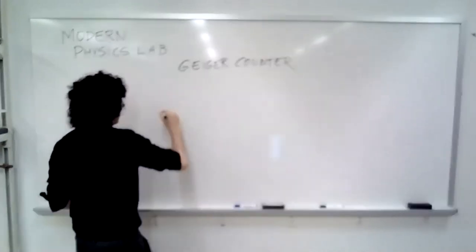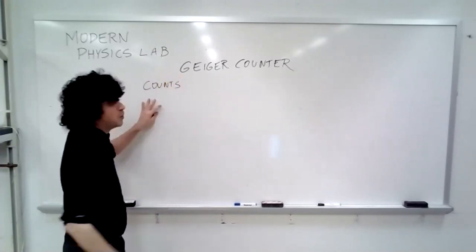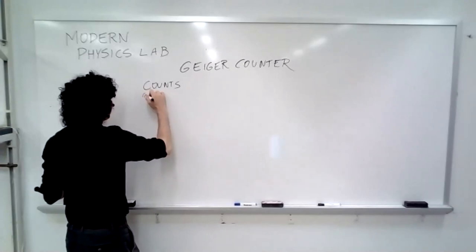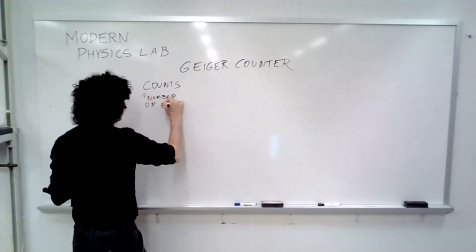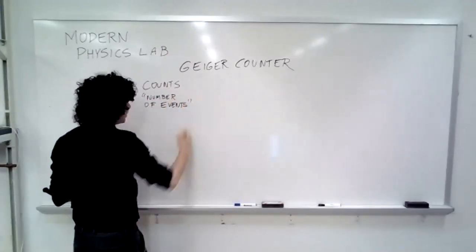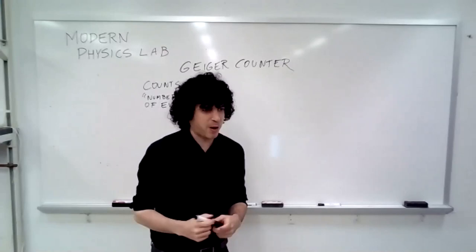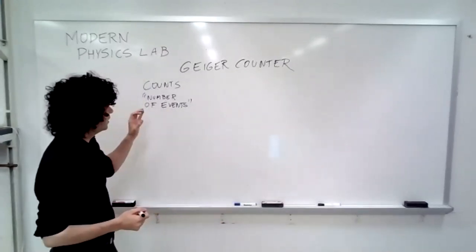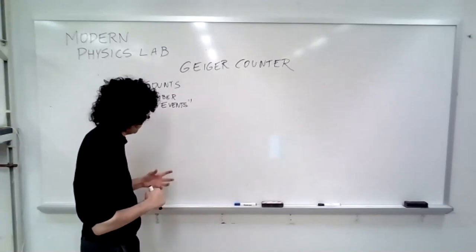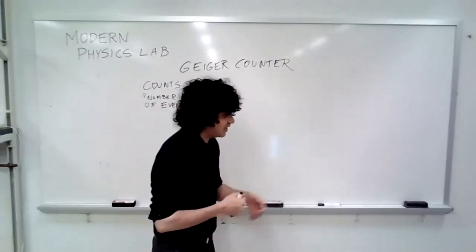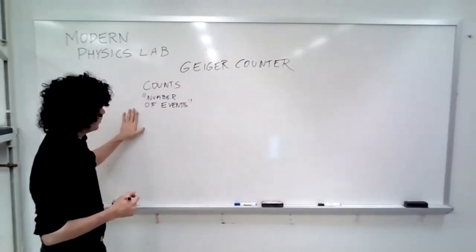All right, so you get something called the counts, which is the number of events. So each particle will trigger a signal. The sound you hear from our Geiger counter is one count. Each noise is one count. And this Geiger counter has a speaker there, because then you can know if there is radiation and you can leave the area. But you will be measuring counts.